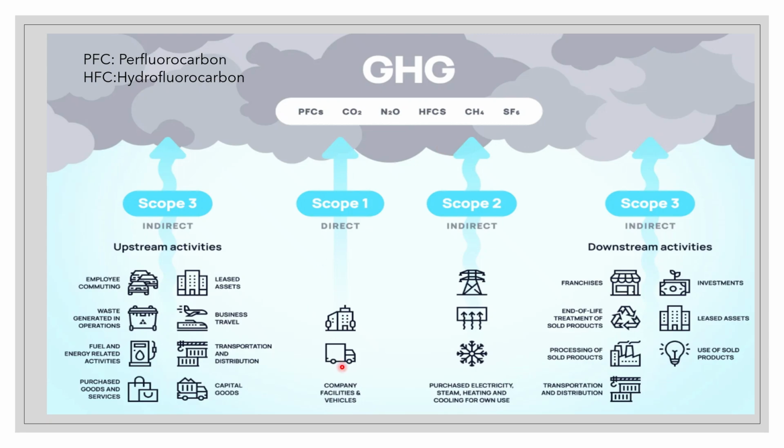We can see scope 1 is direct emission, and scope 2 is electricity usage, heating and cooling, which is indirect emission. Scope 3 is upstream as well as downstream. To make a product, we need to bring the raw material to the industry, so it is an upstream process, which is also indirect emission and comes under scope 3. Once the product is ready, it has to reach the end user, and that also comes under scope 3. This is downstream activity. So all these are scope 3.